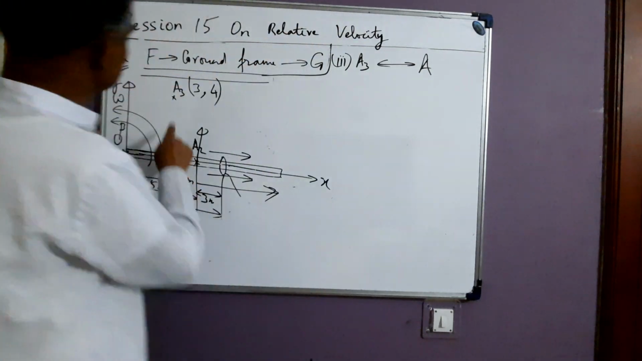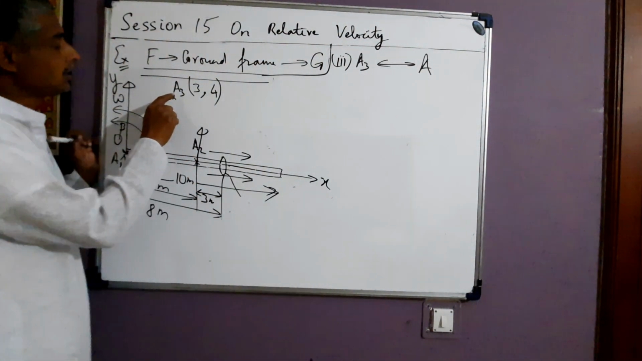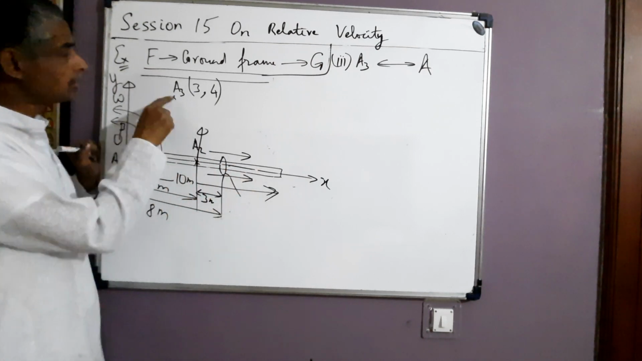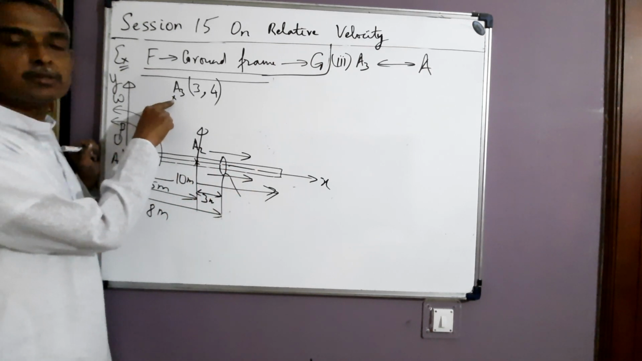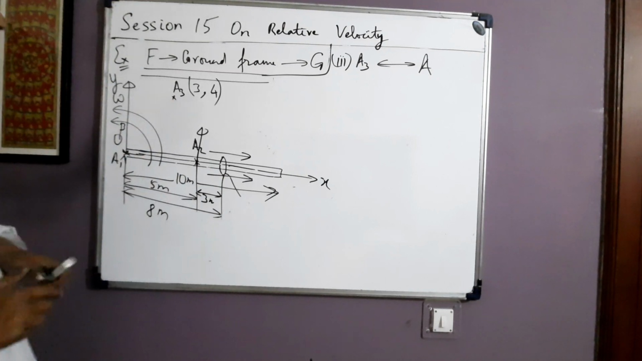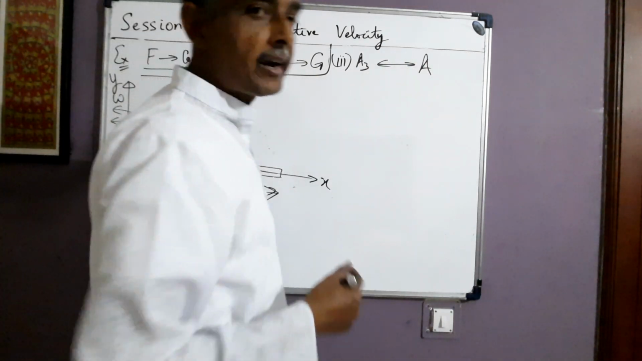So A3 is definitely an imaginary location of the rod, rod frame M. It's not a material point. It's not its real location. It's an imaginary location. Fine. So we now take A3 to be A and we find VPG.